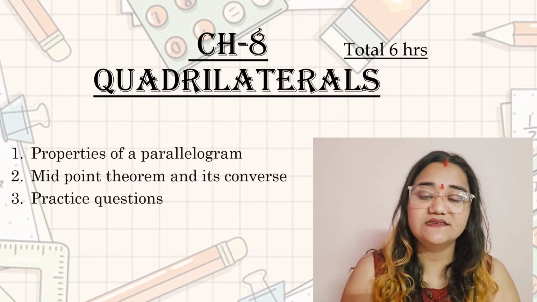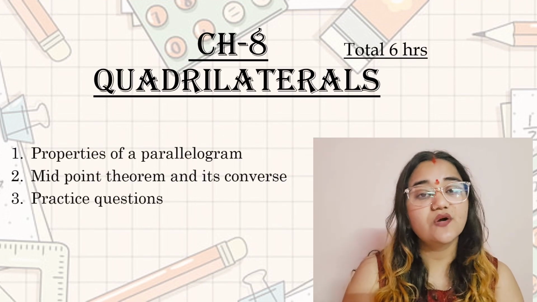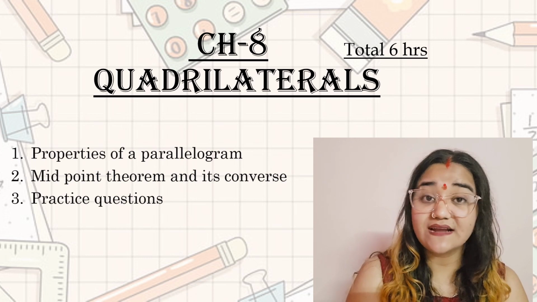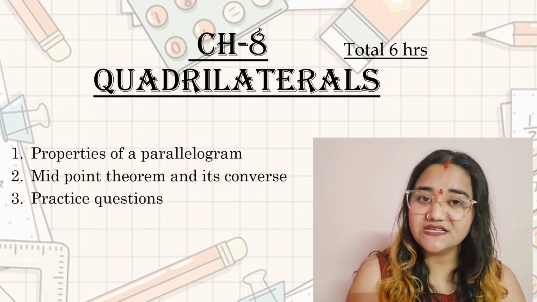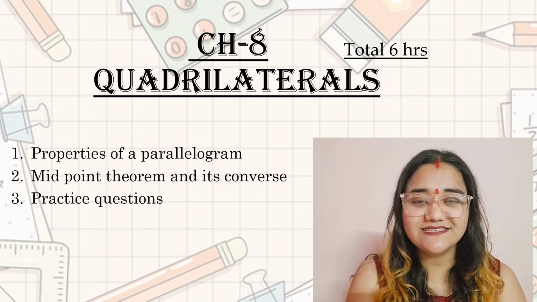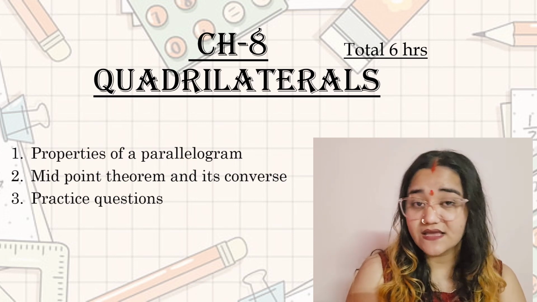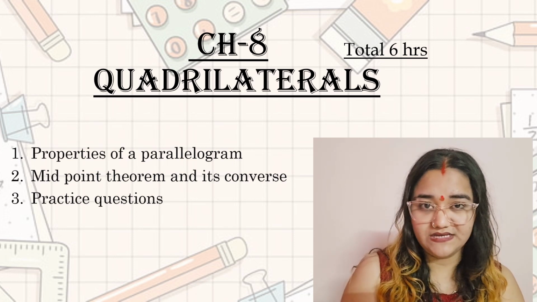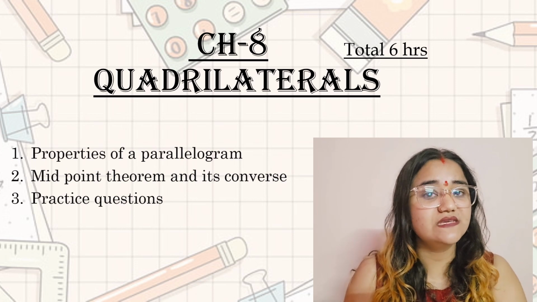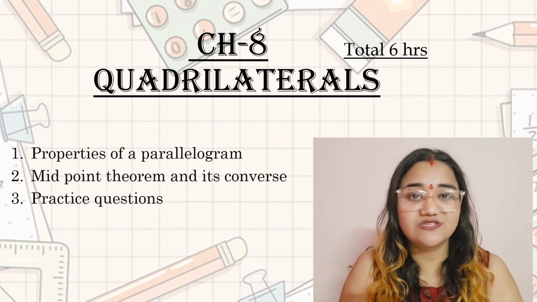Chapter number 8 is quadrilaterals. In this, we are going to learn about one particular quadrilateral, that is a parallelogram, and the properties of parallelogram, which we have already studied in class 8, but in this class, we are going to prove those properties by using the congruency criterion that we have learned in the previous chapter.